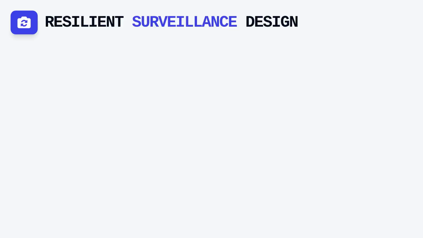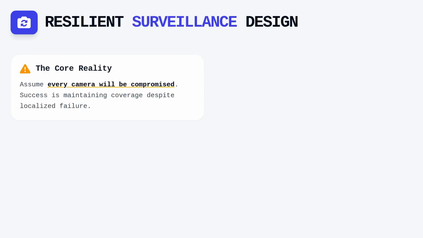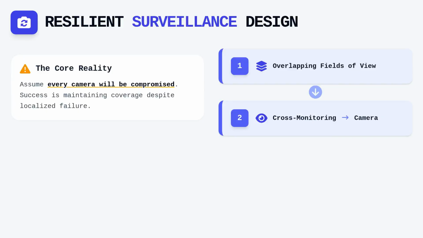Designing for resilience also requires a perspective that acknowledges that every camera might eventually be compromised. One of the most effective strategies to maintain security coverage is the deployment of overlapping, redundant camera fields of view. By ensuring that one camera is monitoring the physical housing and surroundings of another, you create a system where physical sabotage is captured by a secondary, hidden, or distant observer.